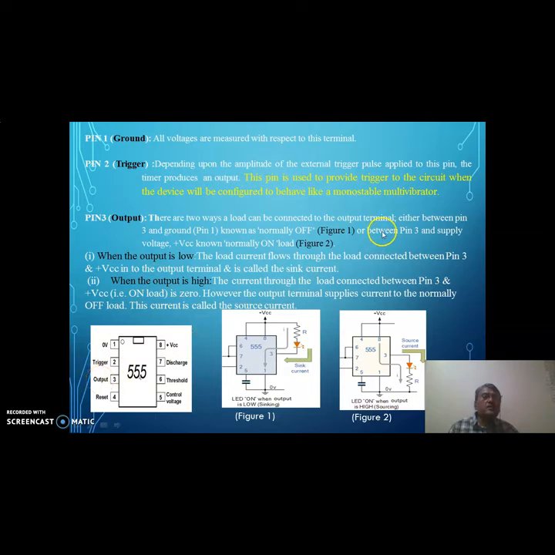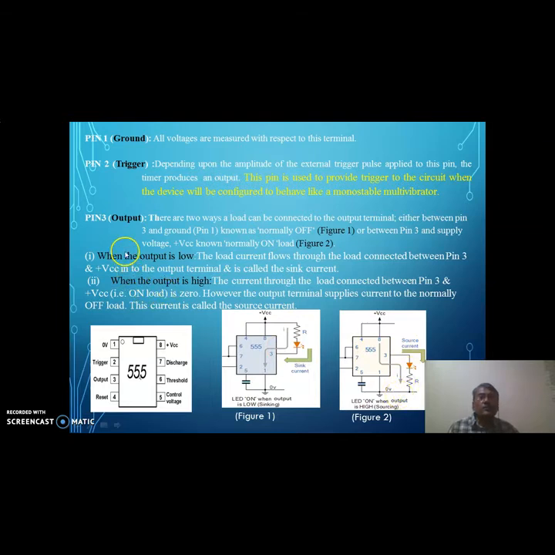The first is that we can connect the load between pin number 3 and VCC. This is one way. In another way, we can connect the external load between pin number 3 and the ground. When it is connected between pin number 3 and VCC, it is called normally off. And when it is connected between pin number 3 and the ground, it is called normally on.